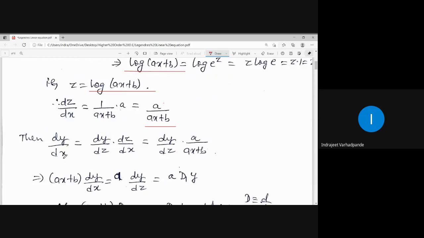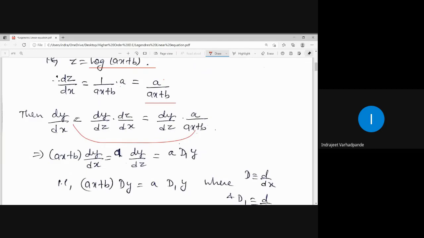So dy by dx, like in Cauchy's homogeneous linear differential equation, we try to substitute the value and remove the variable part. Accordingly here also, by proper substitution, we will try to remove the variable coefficient and get the appropriate substitution for that. So we try to derive the value for dy by dx. dy by dx is dy by dz into dz by dx. What is dy by dz? It remains as it is. What is the value for dz by dx? dz by dx is a upon ax plus b.